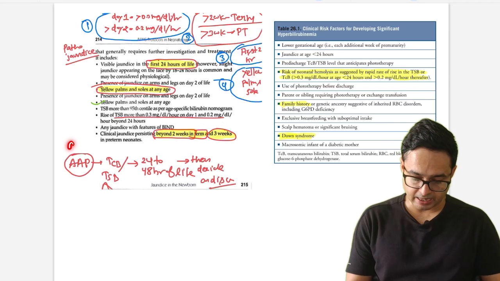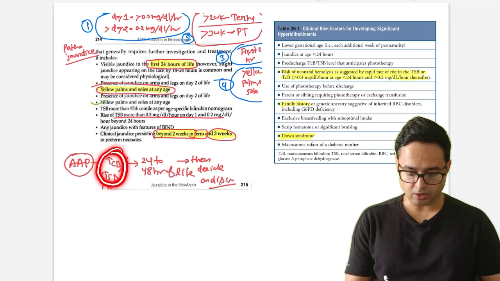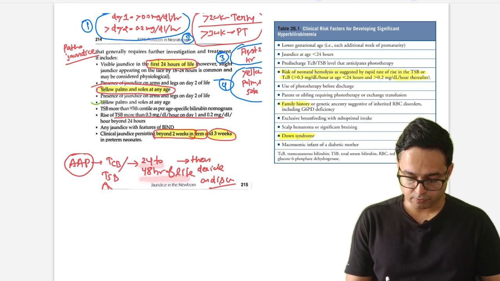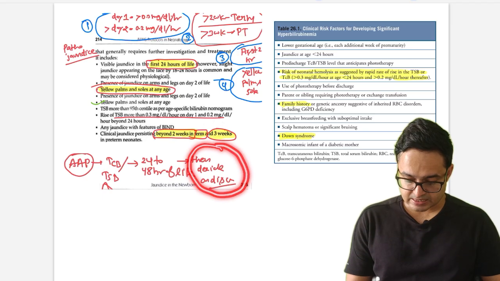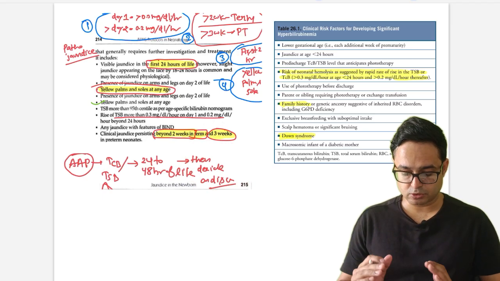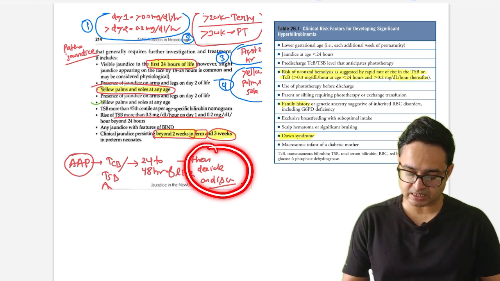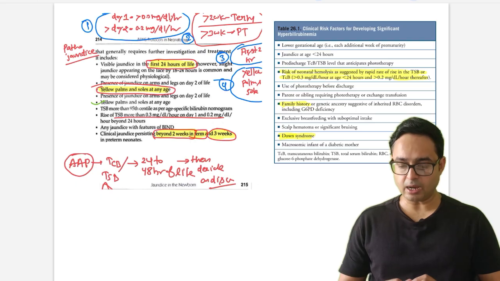Again important, the American Academy of Pediatrics says TCB, meaning transcutaneous bilirubin, or TSB should be measured at 24 to 48 hours of life. Then decide on discharge whether we should repeat it again or send the baby home. This is a mandatory criterion from AAP.